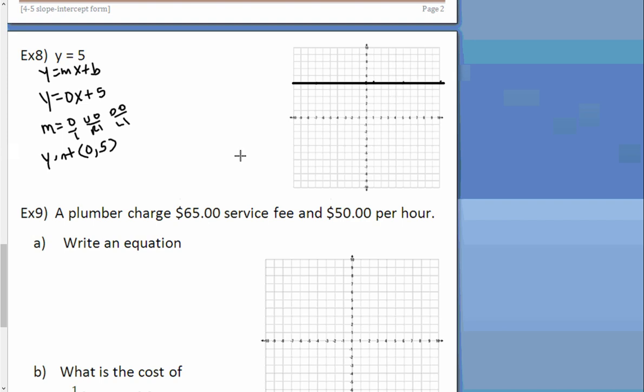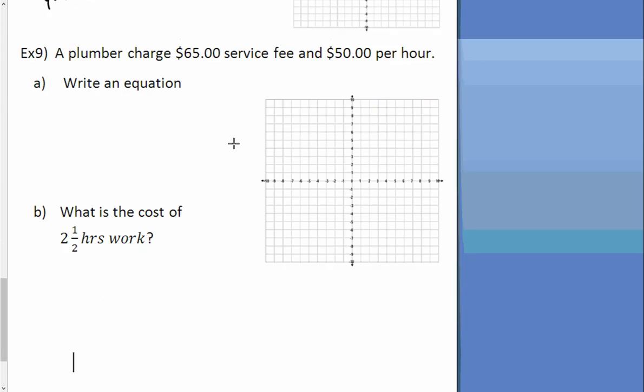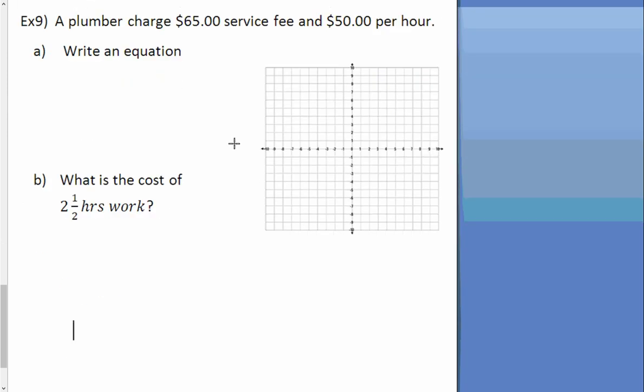All right. Got one more example to do. And we have a word problem here. We may or may not do this in the class, but I'm going to go ahead and do it in the video so that you'll have it. All right. Plumber charges $65 service fee and $50 per hour. Write an equation for how much he charges you per hour, right?